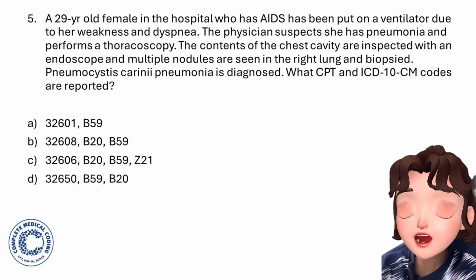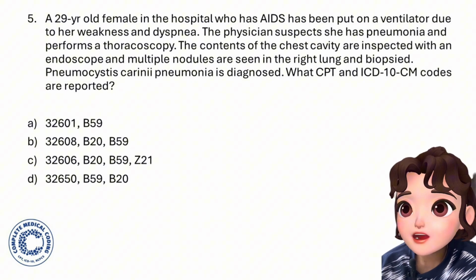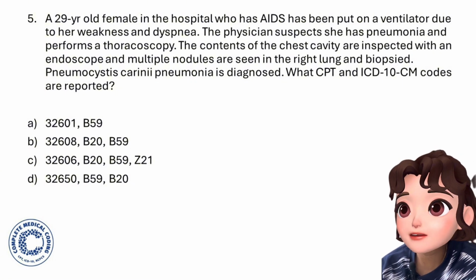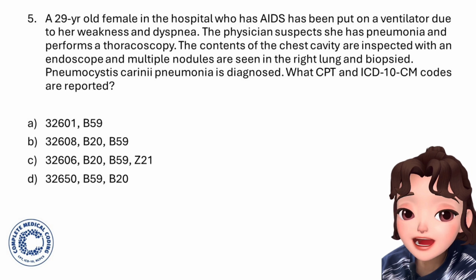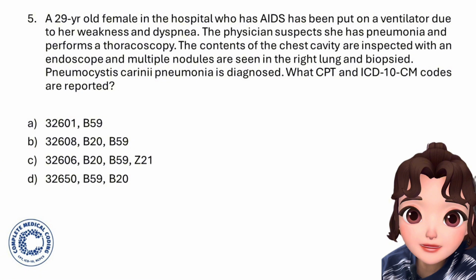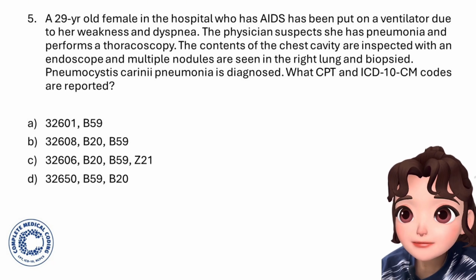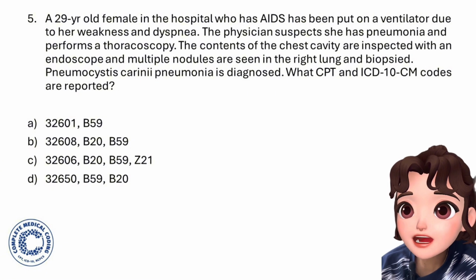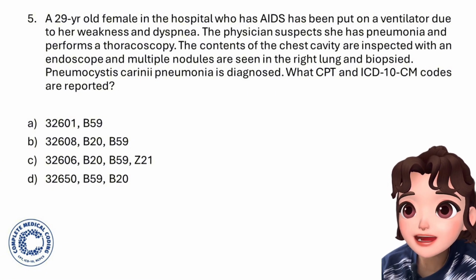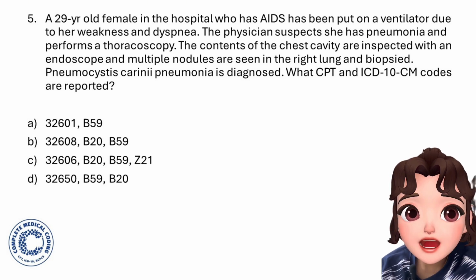Now let's check one more question. A 29-year-old female in the hospital who has AIDS has been put on a ventilator due to her weakness and dyspnea. The physician suspects she has pneumonia and performs a thoracoscopy. The contents of the chest cavity are inspected with an endoscope and multiple nodules are seen in the right lung and biopsied. Pneumocystis carinii pneumonia is diagnosed. What CPT and ICD-10 codes are reported?